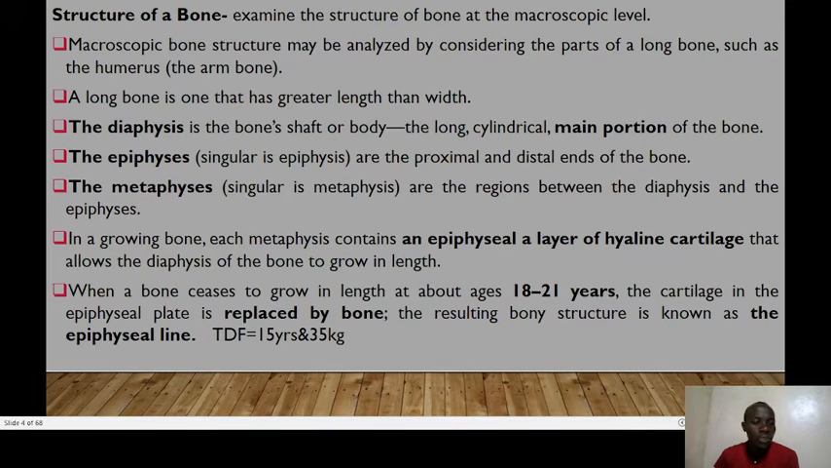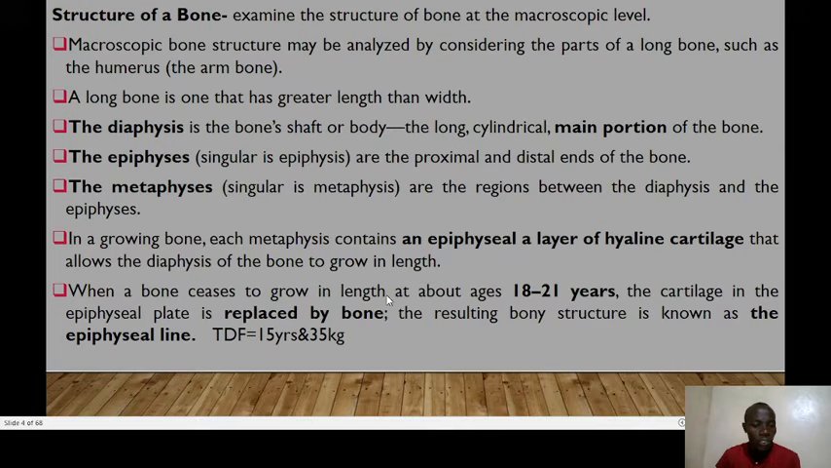So, when a bone ceases to grow at around age 18 to 21, with 18 more common for females compared to 21 for males, the cartilage in the epiphyseal plate is replaced by bone, and the resulting bone structure is known as the epiphyseal line.